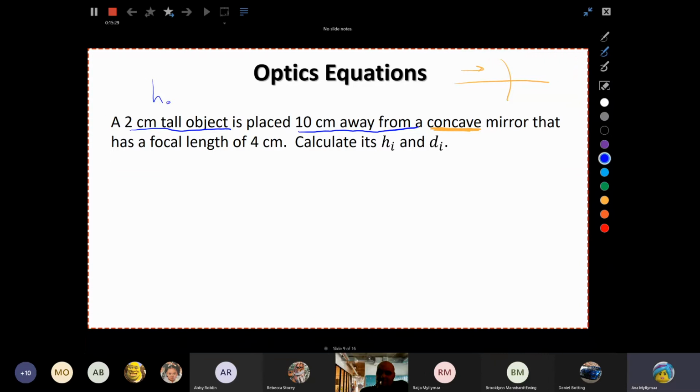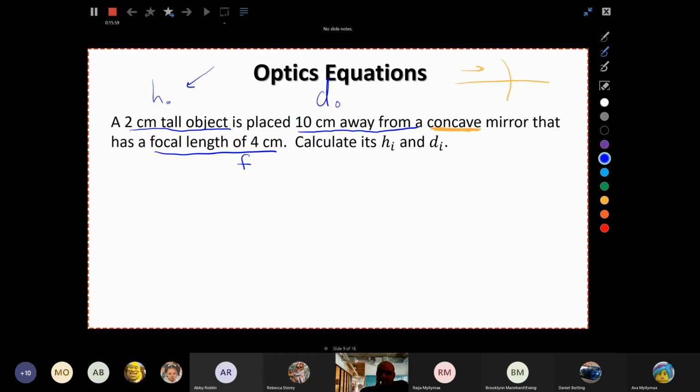Wait, what was the first equation? Oh, hold on, I took a picture. Okay. I just want to know what this 10 centimeters is. Which of our unknowns is it? Do. Do. Homer says do. And again, kids, I have to give you these 2. These are the things I'm never going to give you: the height of the image or the distance of the image. I can't, because that's what these equations are always calculating. And I also give you the focal length here, which is going to be f.